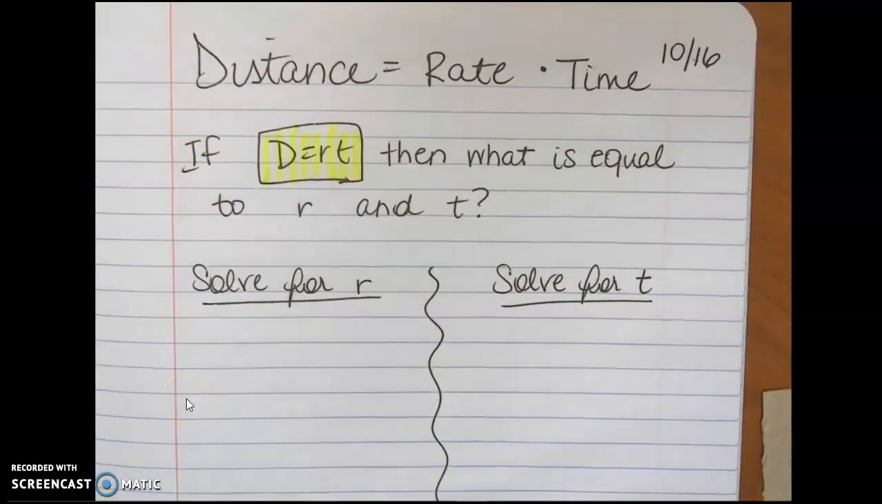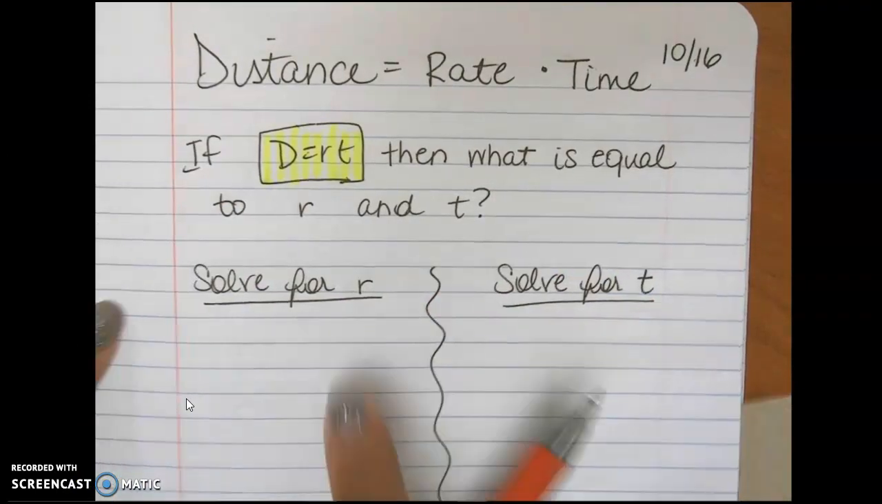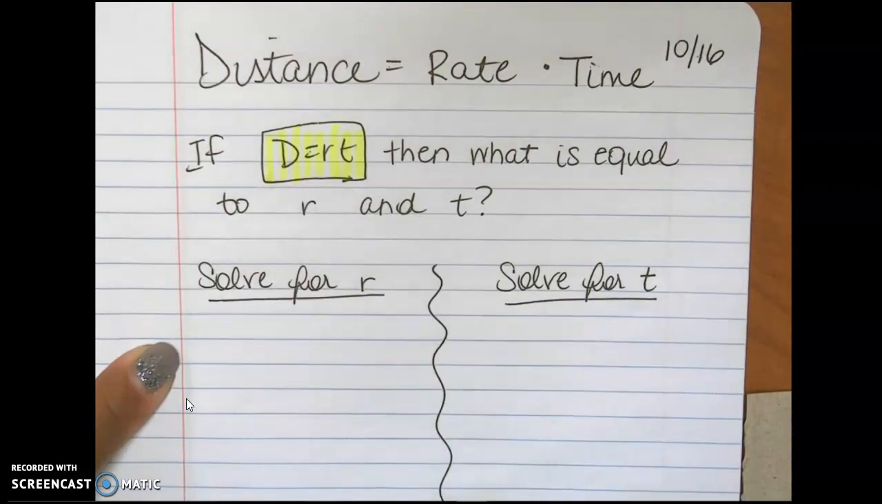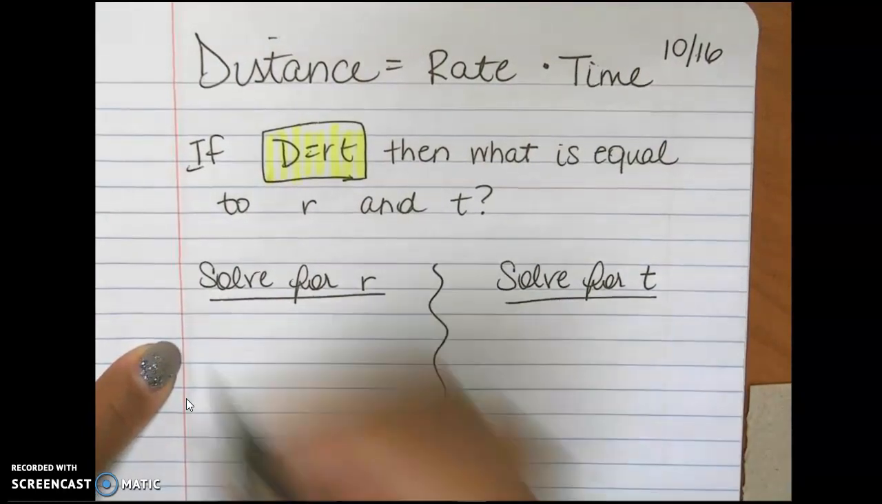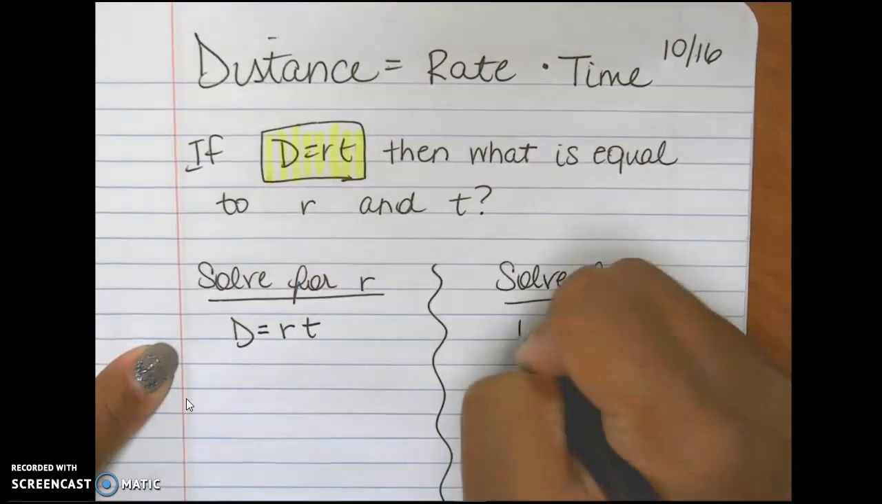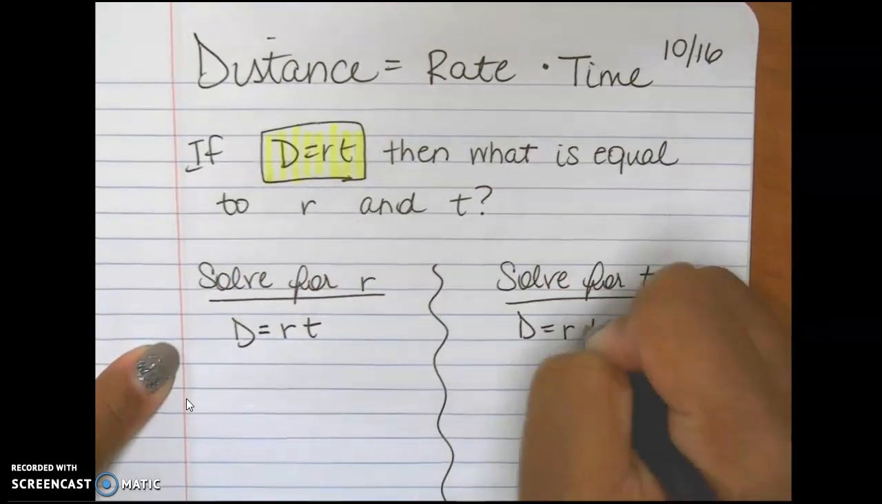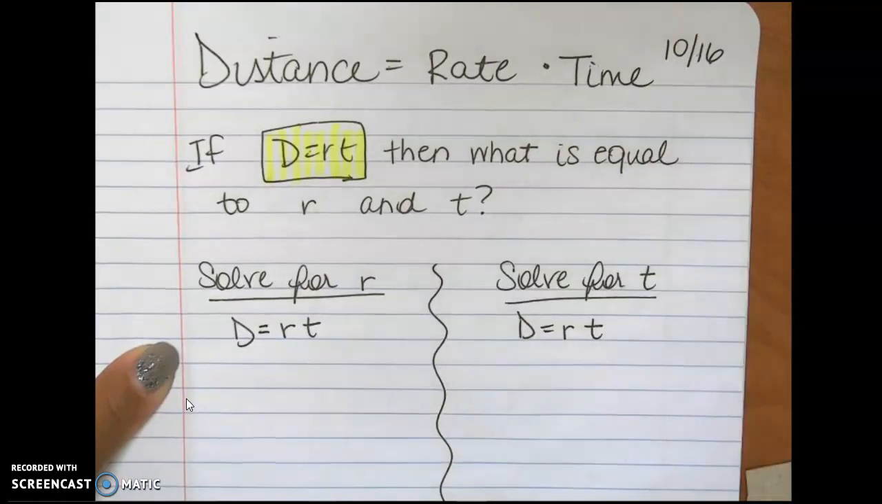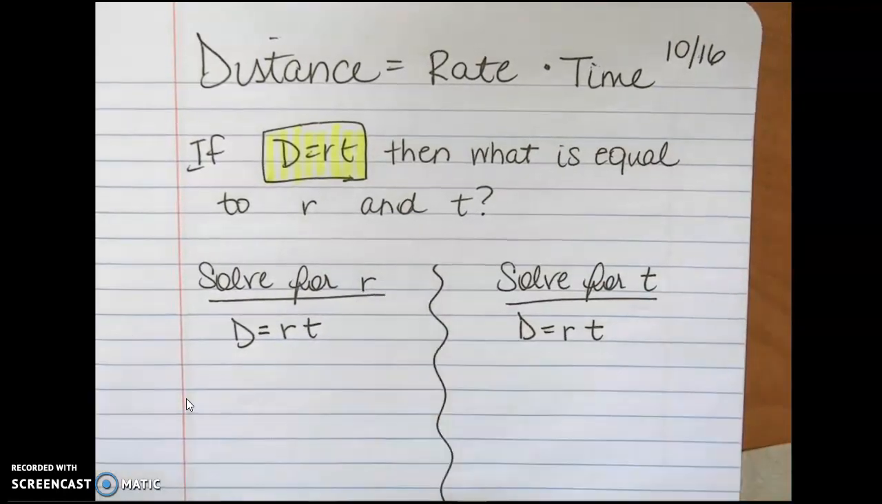If distance equals rate times time, then what is equal to r and t? First I need to solve for r, and then I need to solve for t. D equals rt. What variable do I want by itself on the left? I want r.